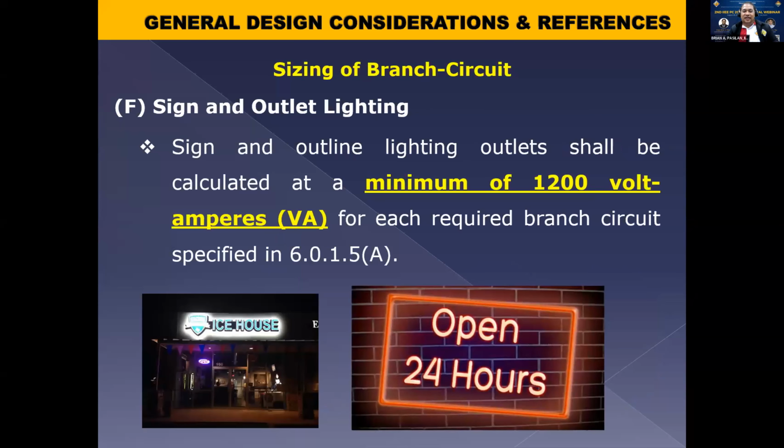Sign and outlet lighting, meron ang required minimum of 1,200 volt amperes for each branch circuit. Ito yung mga signage natin, no? Sa mga stores natin. So, may pinaspecify talaga si PEC na minimum of 1,200 volt amperes na branch circuit. Okay? We have to be mindful of that. Kasi minsan nakaligtaan ito eh.